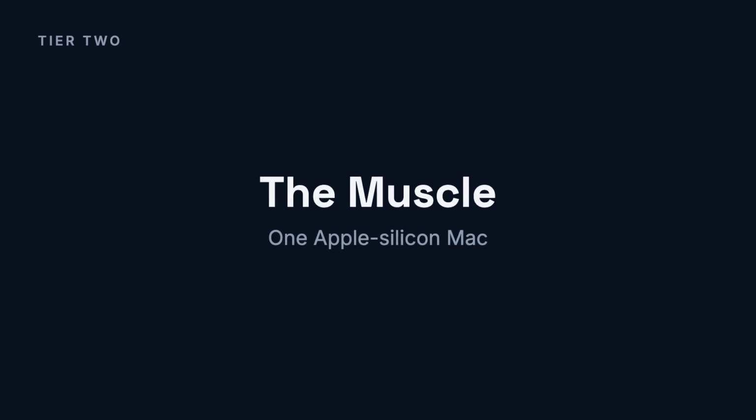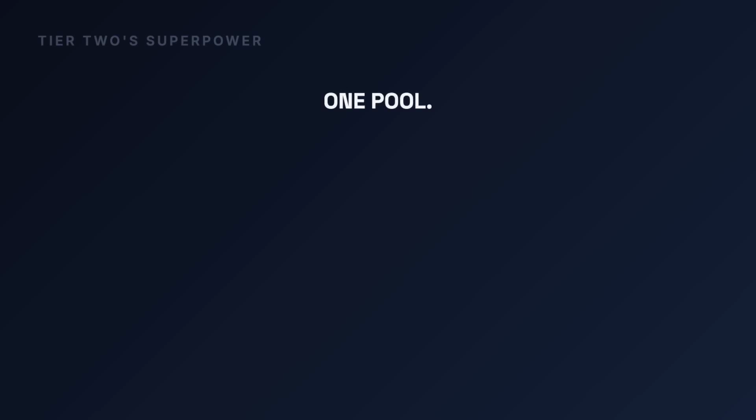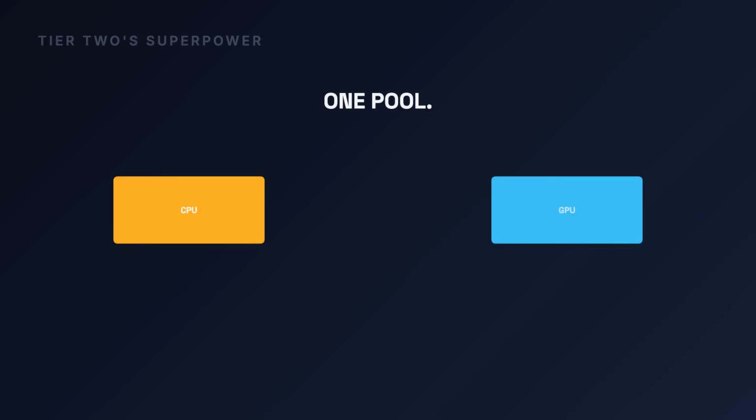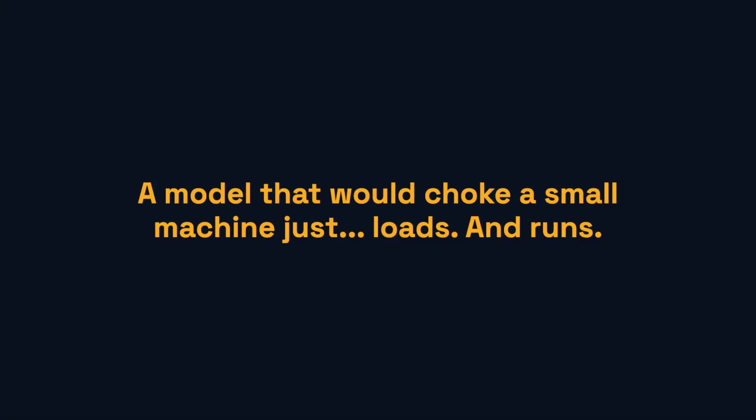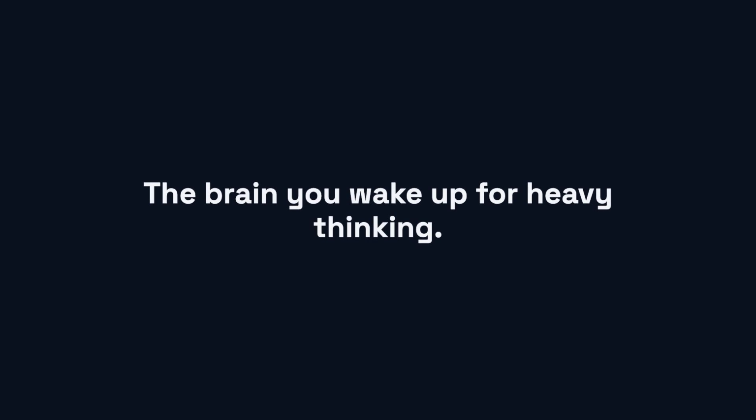Tier 2 is the muscle. One Apple Silicon Mac, and a Mac Mini is plenty. It earns its place because of one design feature: unified memory. The processor and the GPU cores share one big, fast pool, so a model that would choke a normal small machine just loads and runs. This is where the real model lives. This is the brain you wake up when there's heavy thinking to do.